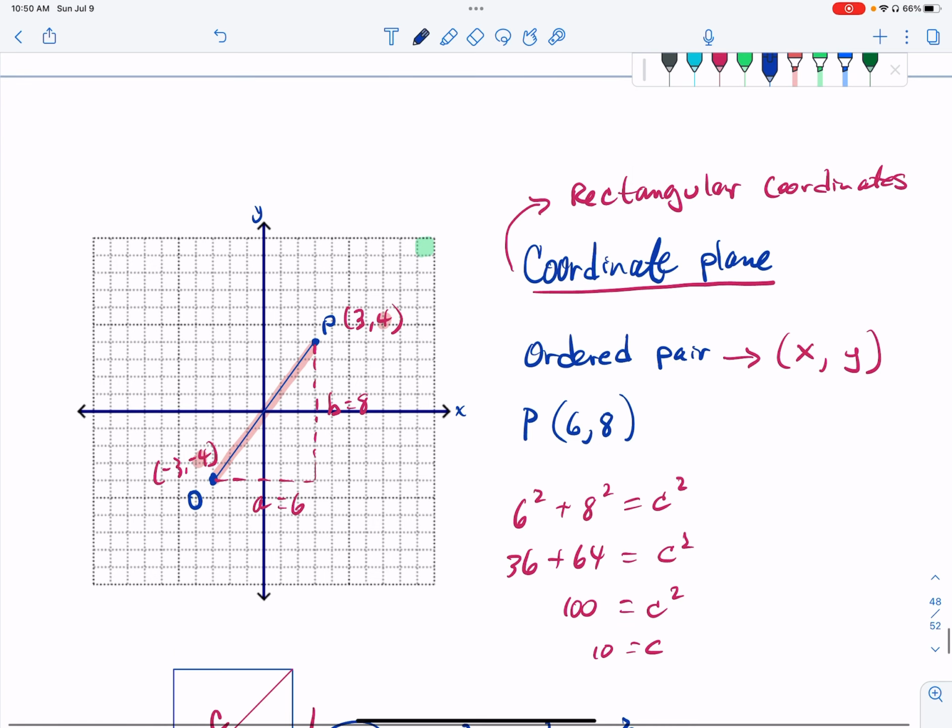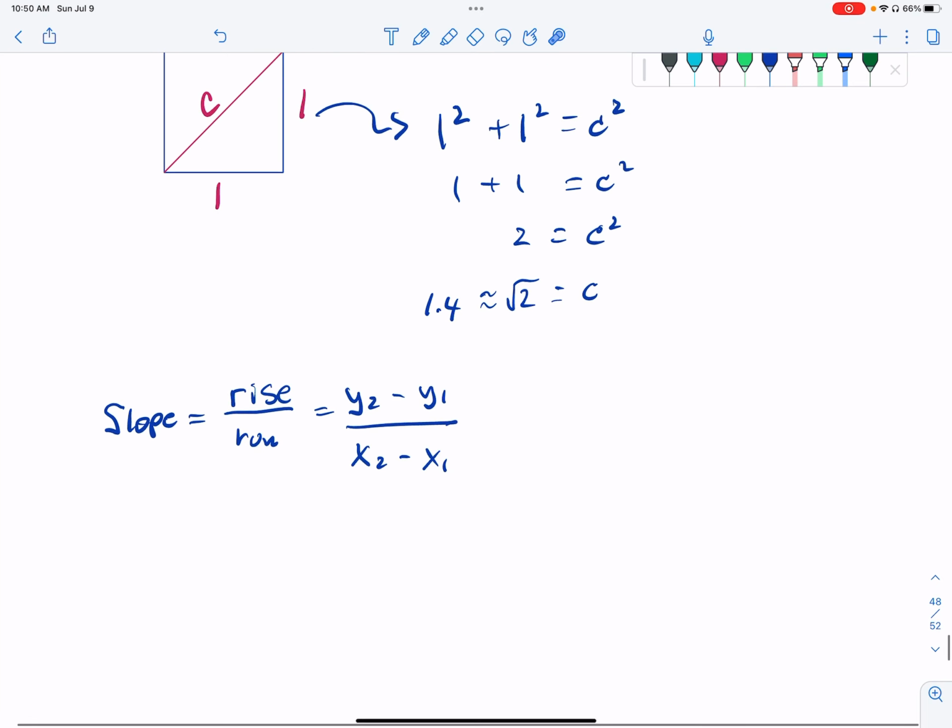If I were to subtract those things, 4 minus a negative 4, these two negatives, of course, cancel each other out, and I get 8. And that's the same thing as if I were to just count these things up, right? So I have a rise of 8. So for this, that's going to be up here on the top.